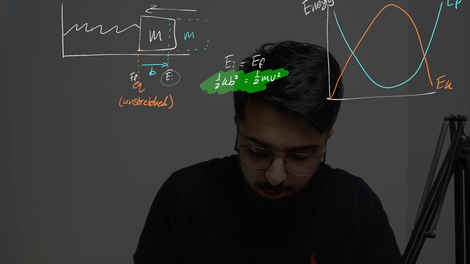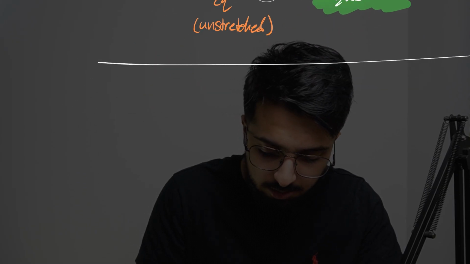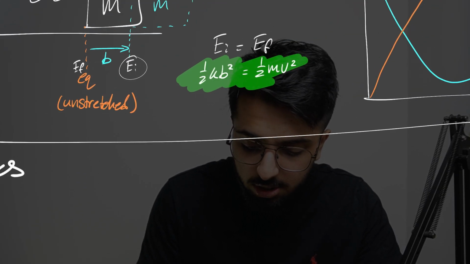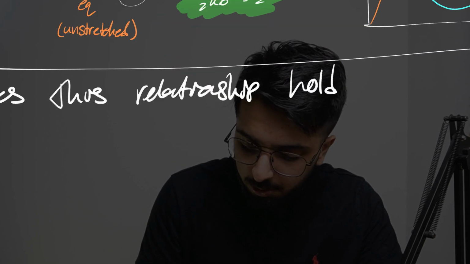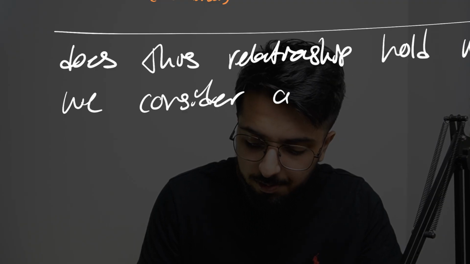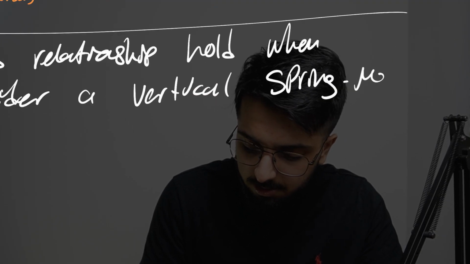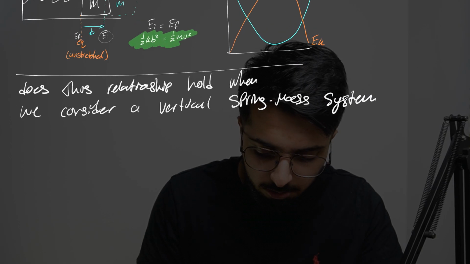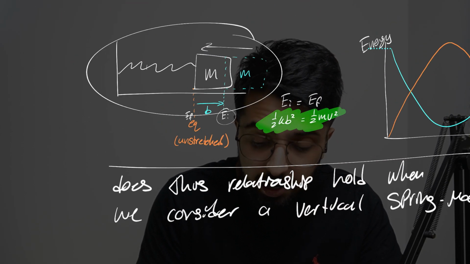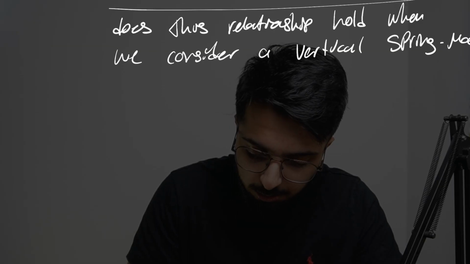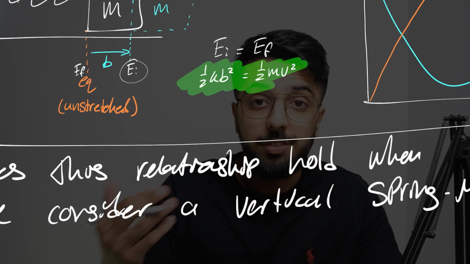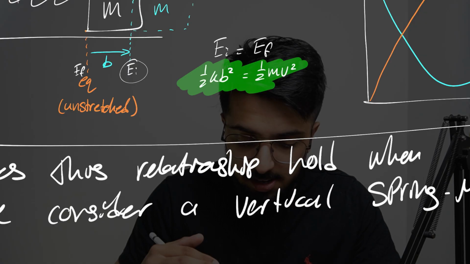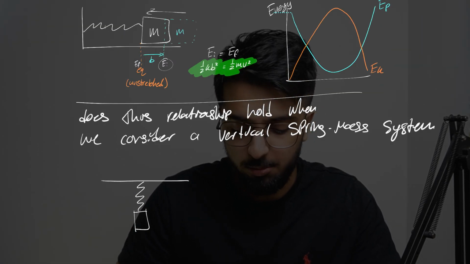Now, the main question that I want to propose for this video is, does this relationship, and by this relationship, I mean this relationship right here, hold when we consider a vertical spring mass system? Okay, so obviously in this scenario, we have considered a horizontal spring mass system, but if we were to do a vertical spring mass system, like so, does this relationship still hold? If you want, for good practice, you can try it yourself and see if you get the answer correct, but nonetheless, I will go through it for you.